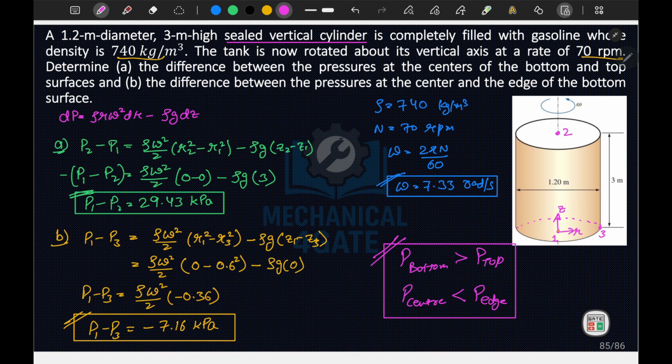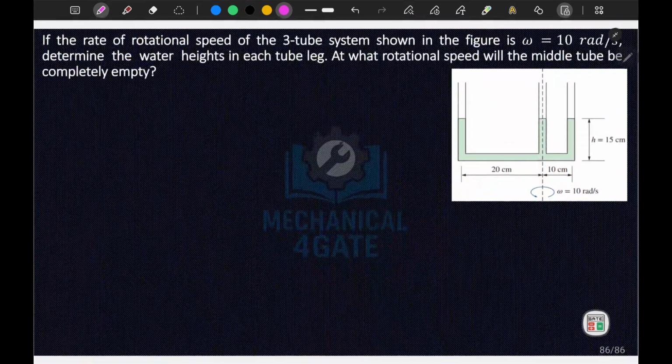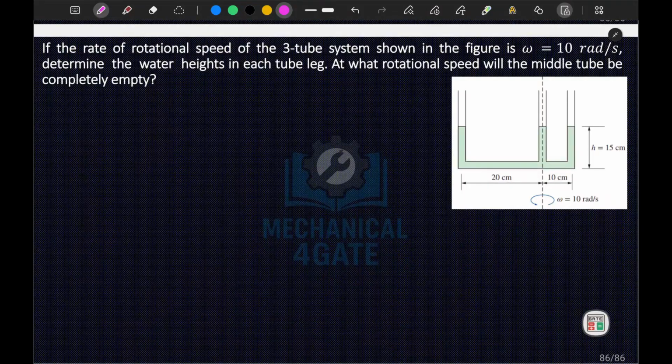Okay, now let's move to the next question. This will also be your last question for this session. Now the rotational speed of the three tube system in the figure is omega equal to 10 radian per second. Determine the water height in each tube leg at the rotational speed. Will the middle tube be completely empty? So there are two parts. First part is determine the water height in each tube leg. Second is at what rotational speed will the middle tube be completely empty.